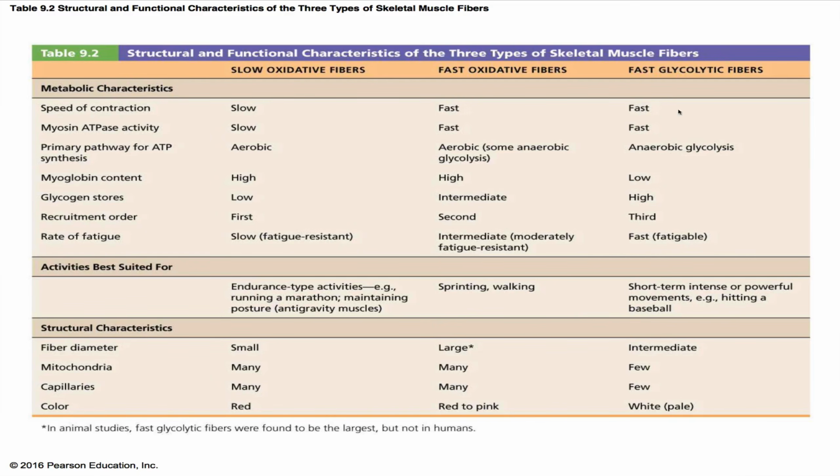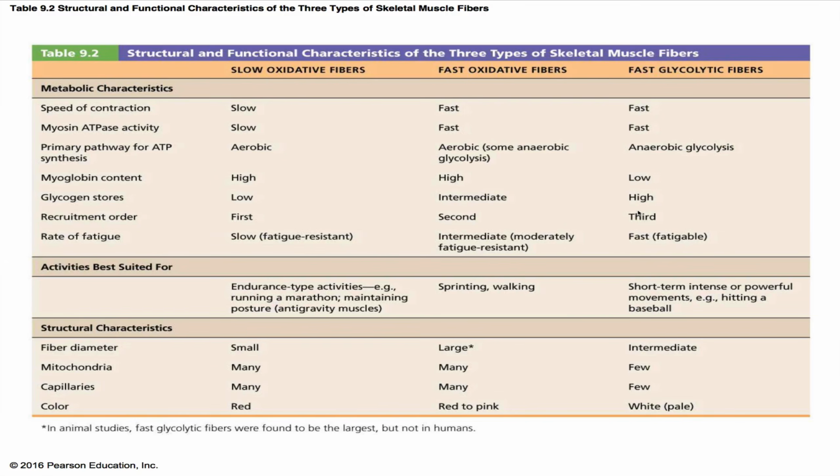Now let's go to the last one, the fast glycolytic fibers. Okay, so remember, fast oxidative and slow oxidative both require oxygen. Think of oxy as meaning oxygen, so they're aerobic. Now, fast glycolytic, there's no oxy in this word, so that means they don't need oxygen, so it's anaerobic. Its speed of contraction is fast, because the myosin ATPase activity is fast also. It's going to have a low myoglobin content because why? It doesn't use oxygen. It's not required, so that's why it has a low myoglobin content.